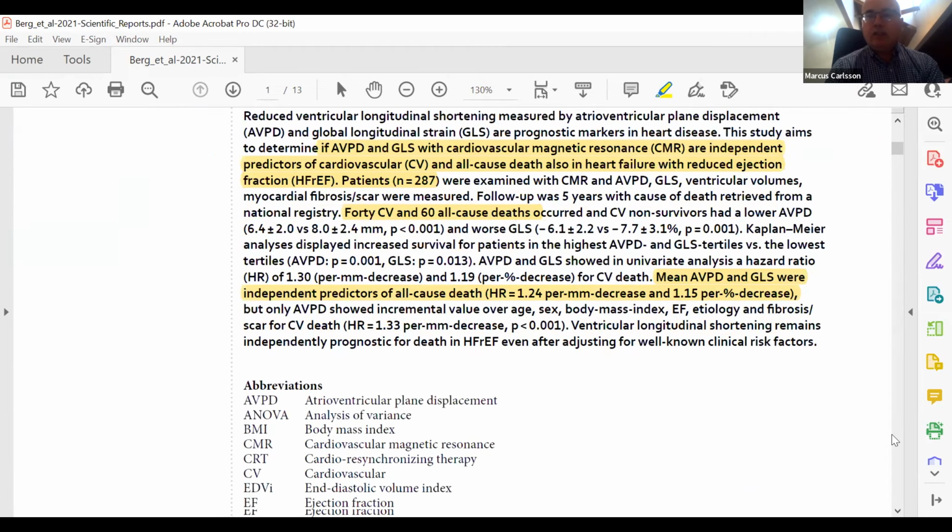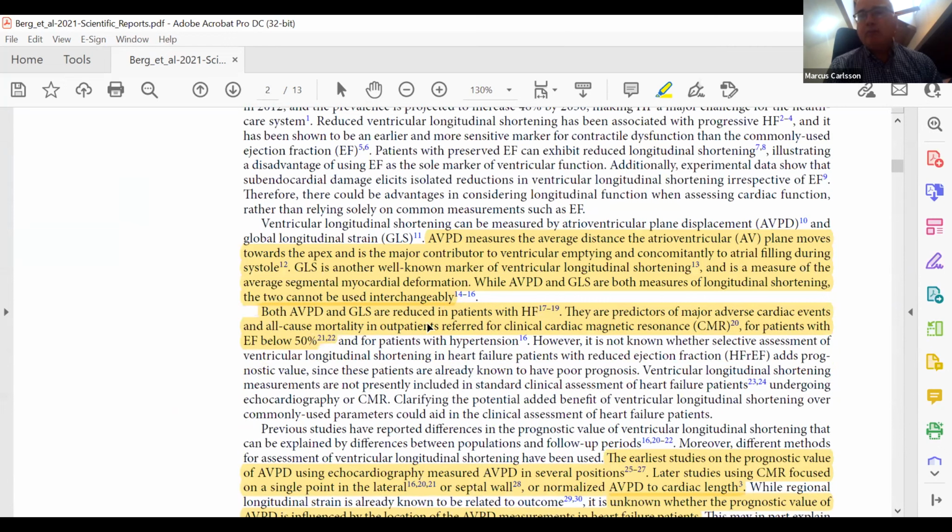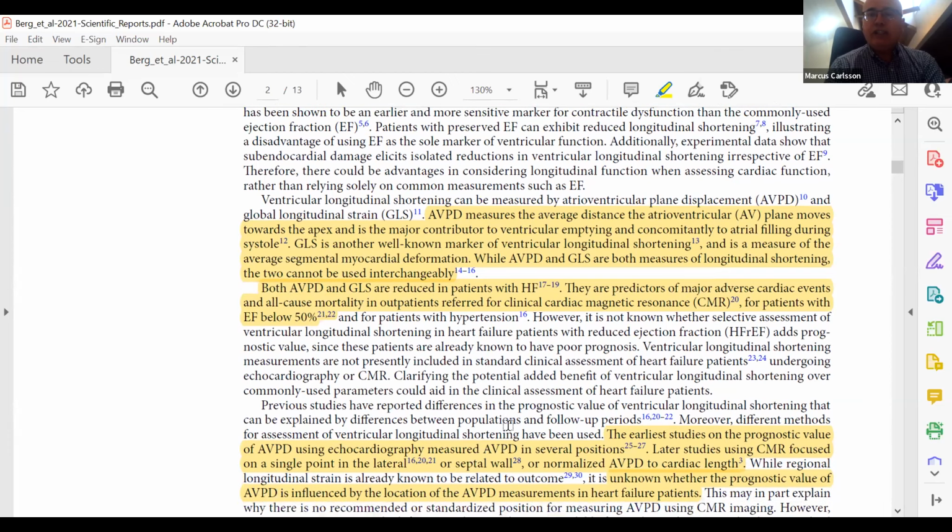So we can go back now to the introduction. We knew from earlier studies that both of these measures are reduced in patients with heart failure. We also know that they both are predictors for MACE and all-cause mortality in different categories, for example, in outpatients referred for CMR, or in patients with an EF below 50%. That's been studied before. What we wanted to see is that in this specific group where it's actually below 40% ejection fraction, is there any remaining prognostic information in the longitudinal shortening?